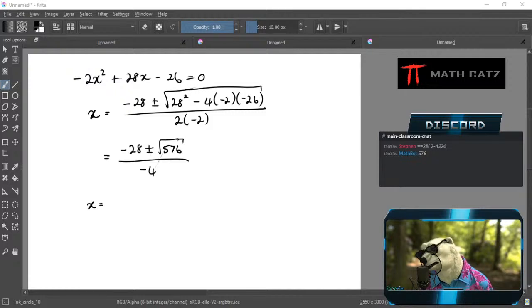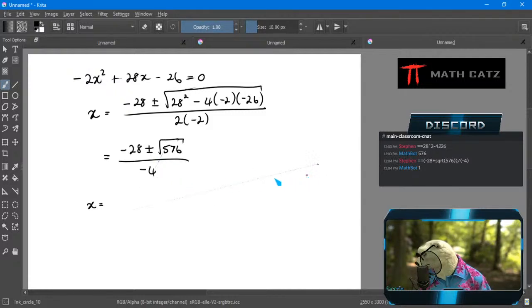Okay, so then I get x is equal to, if I use the plus, negative 28 plus the square root of 576 divided by negative 4. Let's just see if I typed that right. I didn't even put an equal sign in it. What's wrong with me? It's 1? All right. That's nice.